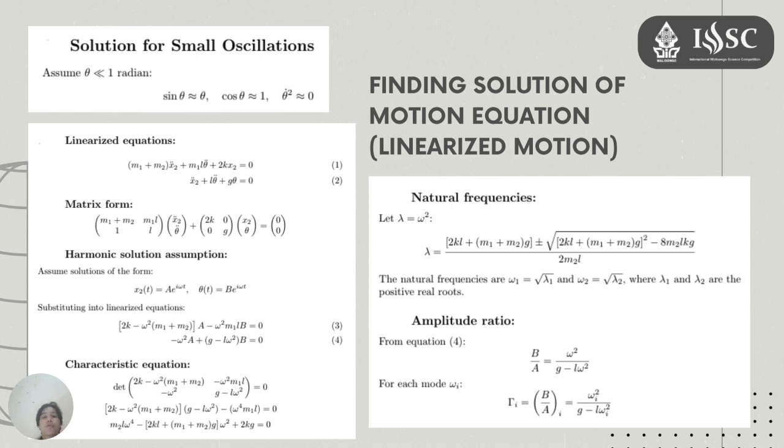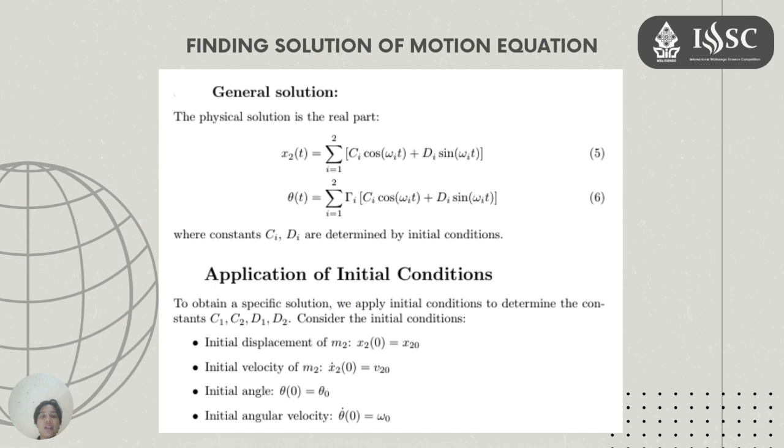So we have to find the amplitude ratio from equation number 4. B divided by A is equal to omega squared divided by (g minus L omega squared). Also, for each omega i, we can determine it as gamma i. After that, we can apply the general solution, where the physical solution is the real part.